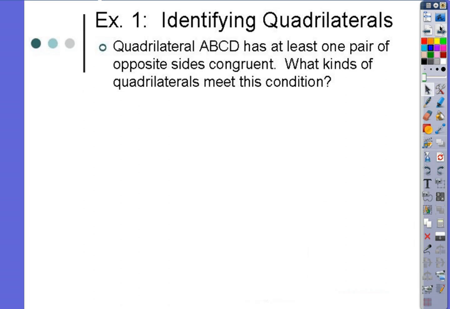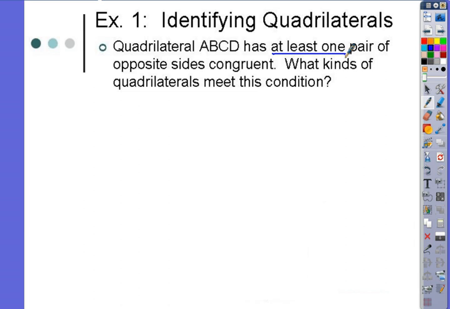Now, what is at least one pair of opposite sides? That word, at least one, that's important. There could be one, or there could be more, sure. So in a quadrilateral, we've only got two pairs of opposite sides. So either it's one or two, but not zero.